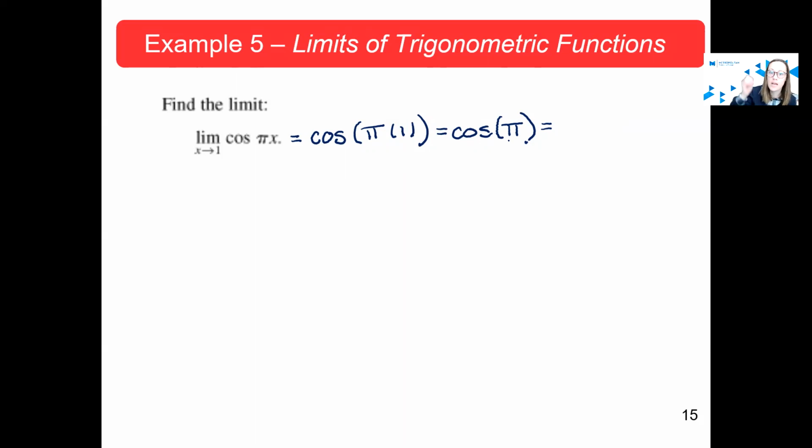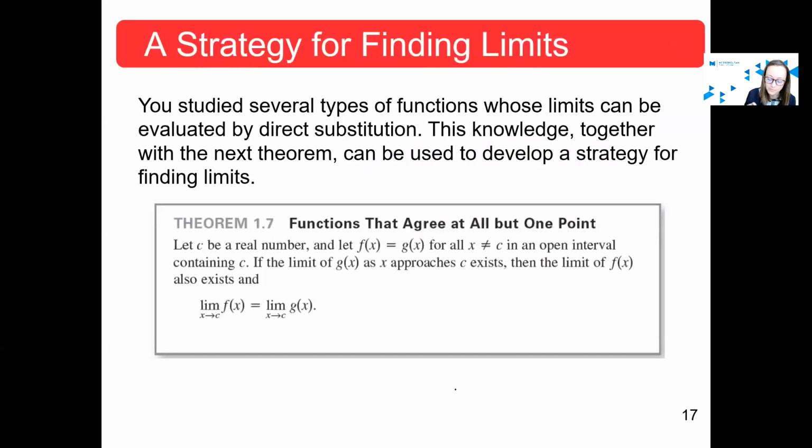So cosine of pi is 180 degrees, so that puts us at that left value, and then of course this is the x value, so that's going to be a -1. So this limit exists and it equals -1.